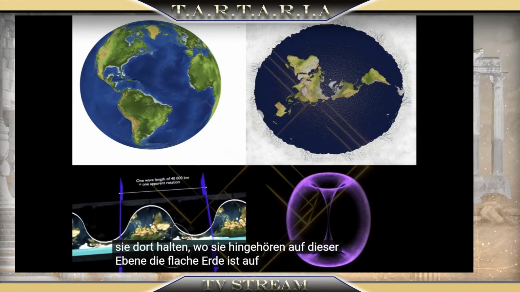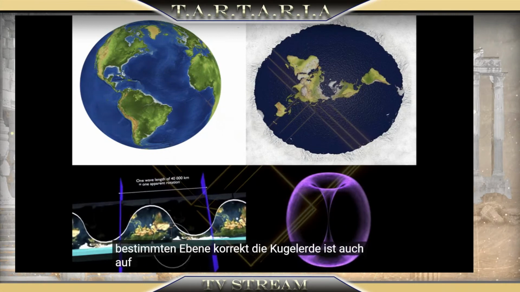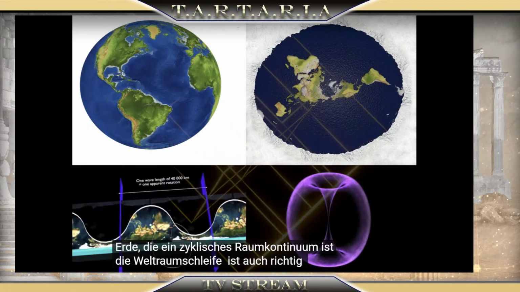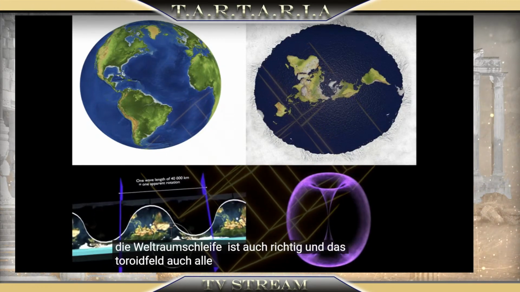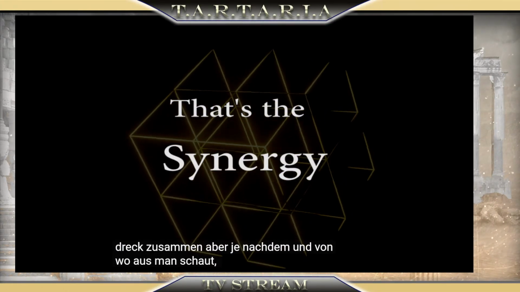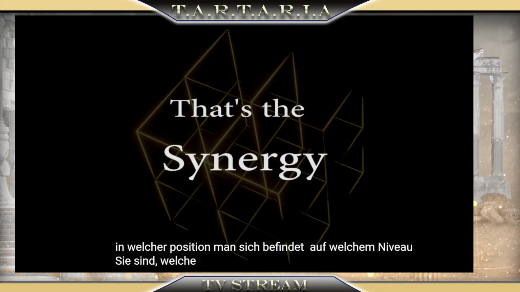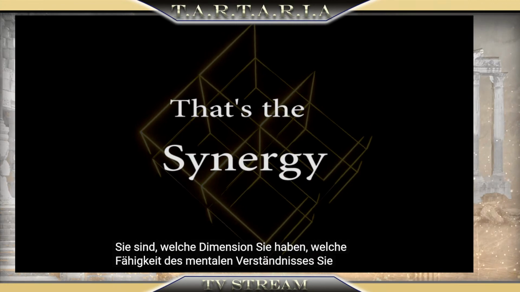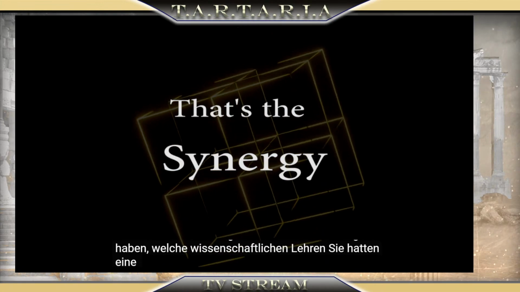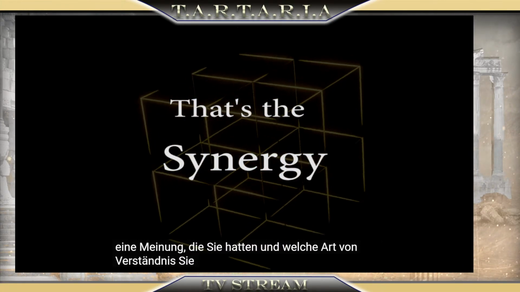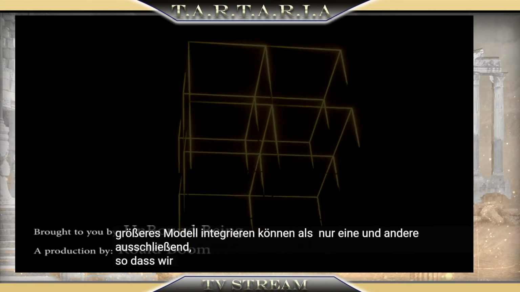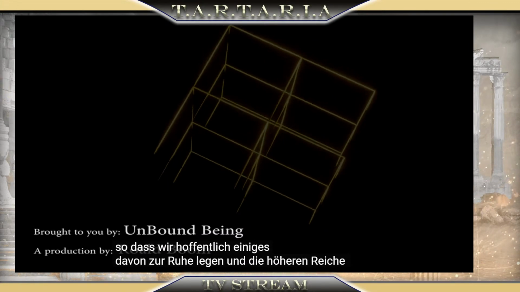The flat Earth is correct at a certain level. The ball Earth is also correct at a certain level. The square Earth, which is a cyclic space continuum, the space loop, is also right. And the toroidal field also. All of them together is more right than one of them. They're together, but depending on from where you're looking, what position you're in, what level you're in, what dimension you're in, what capacity of mental understanding you have, what background of conditioning you have, what science teachings and upbringing you've had, and what kind of understanding you can incorporate into a bigger model than just one, excluding others.